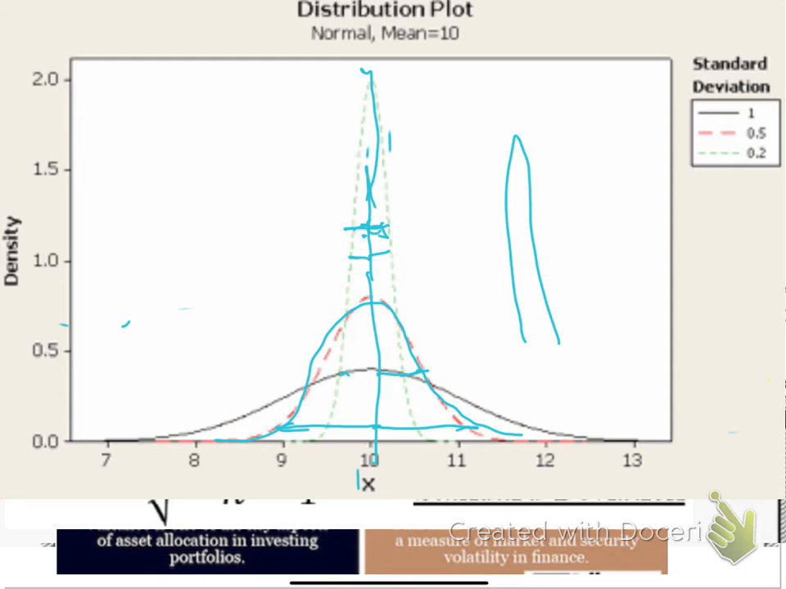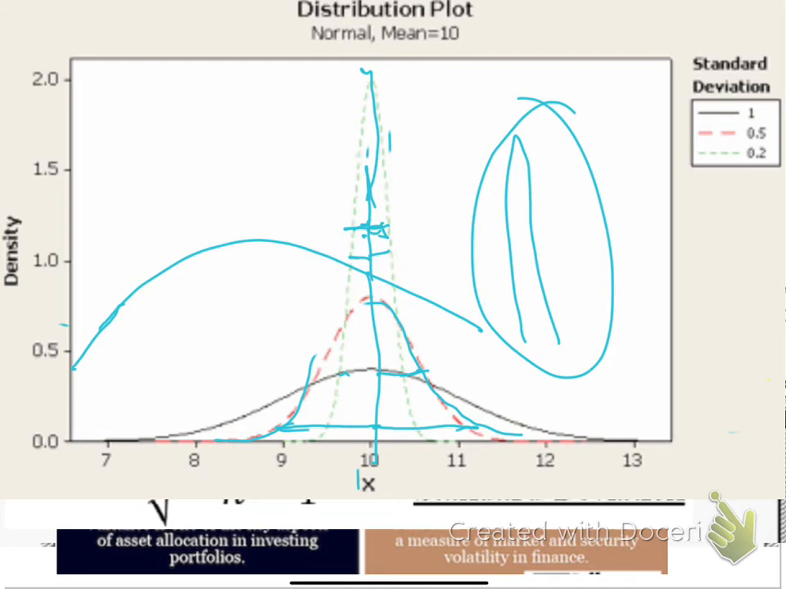But in the second case, it was widely spread. In some other cases, it will be more and more spread out. It could be like this. So this one is very spread, and this one is closely clustered. This one is called closely clustered.